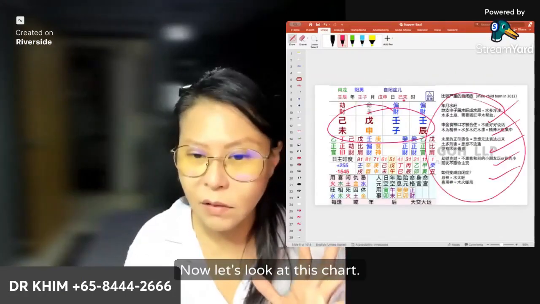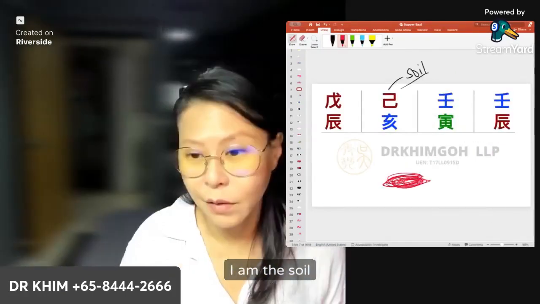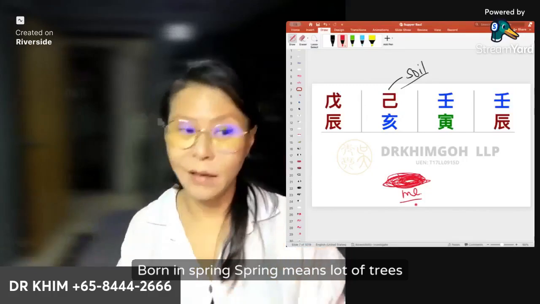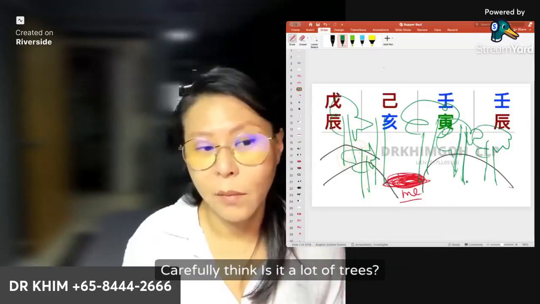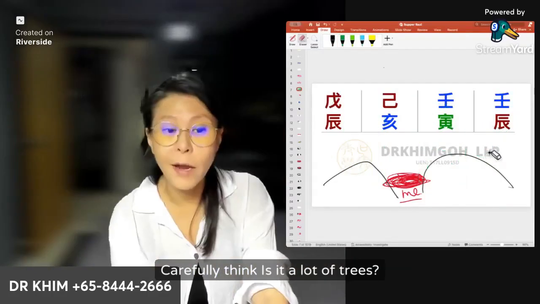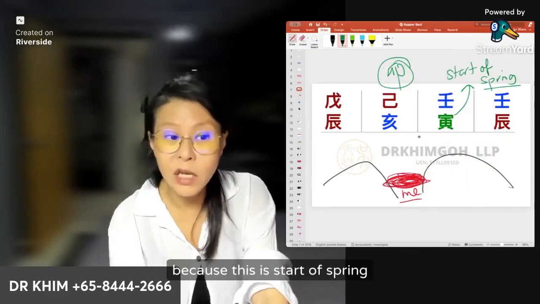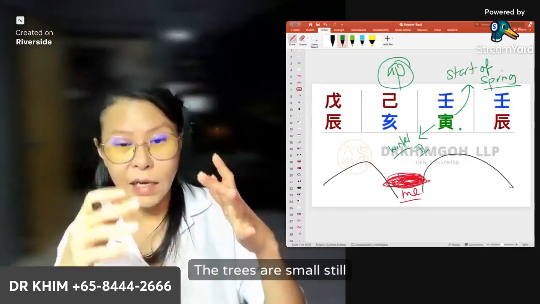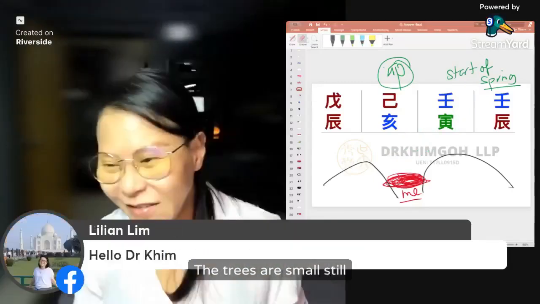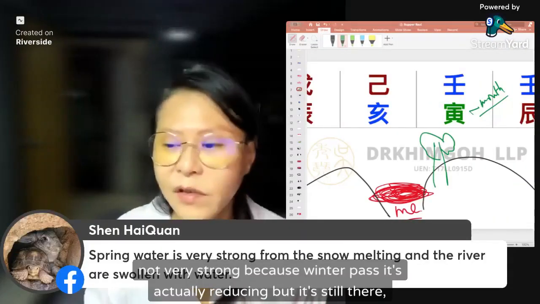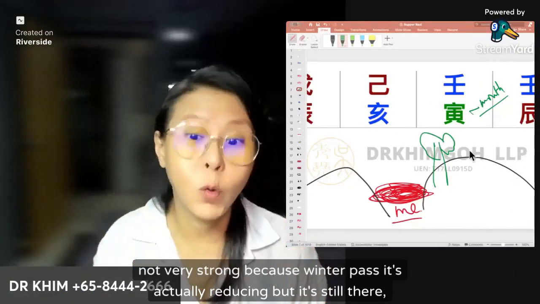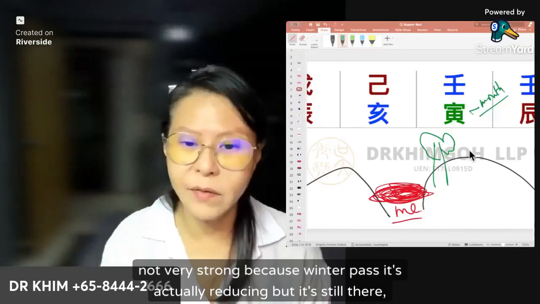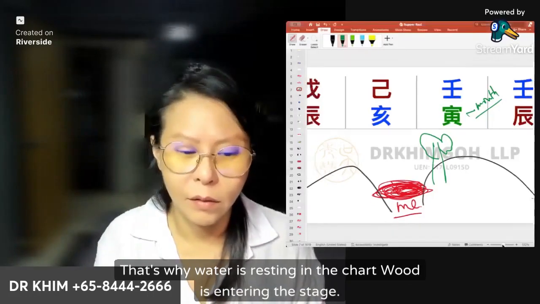Now let's look at this chart. I am the soil. Born in spring. Spring means of trees. And carefully think, is it a lot of trees? Because this is start of spring. Winter just finished. Start of spring means what? The trees, small, still water. Not very strong because winter passed. It's actually reducing, but it's still there. That's why water is resting in the chart.